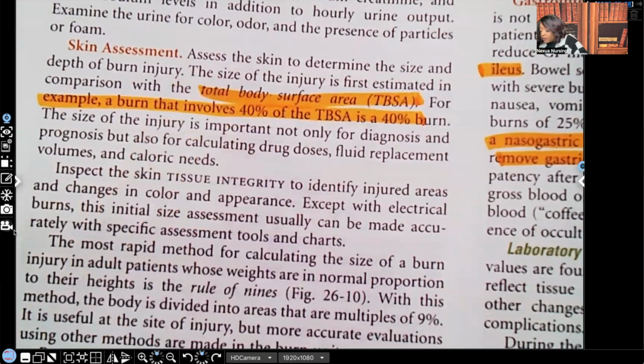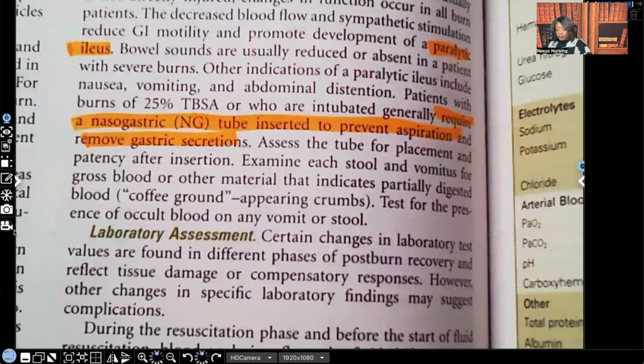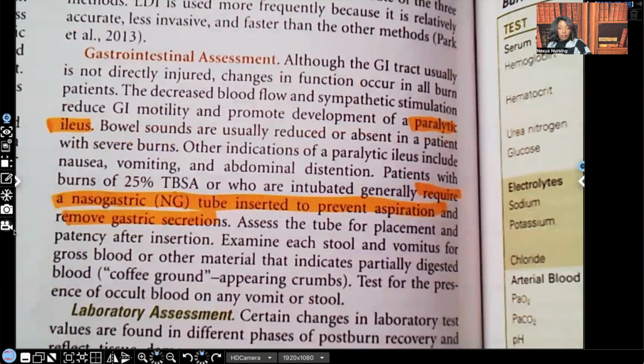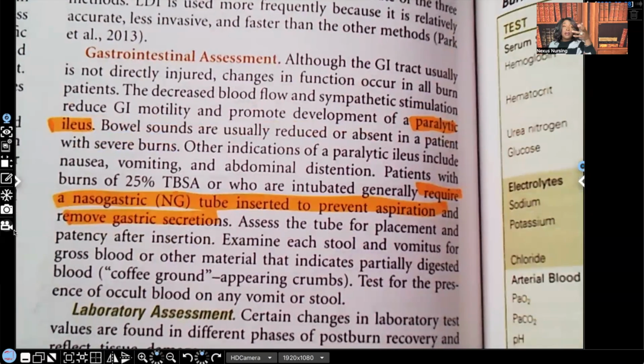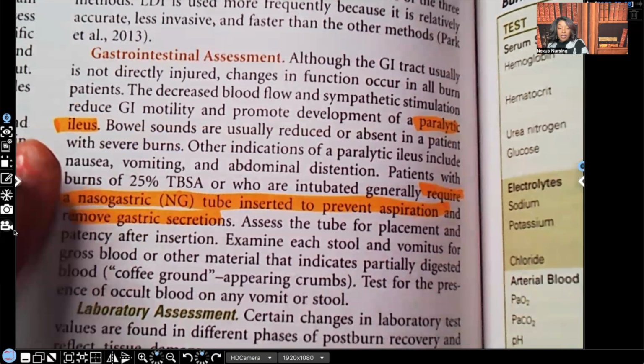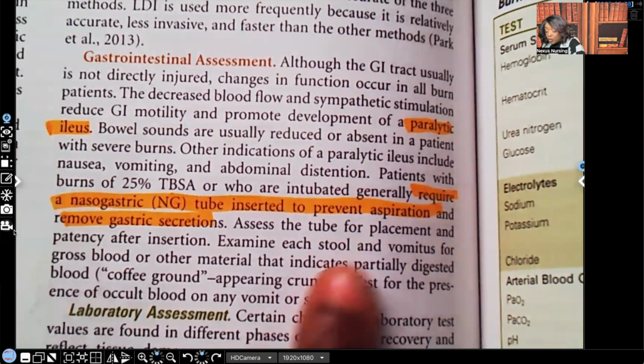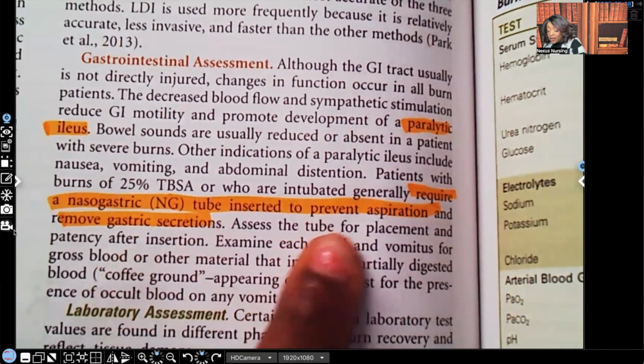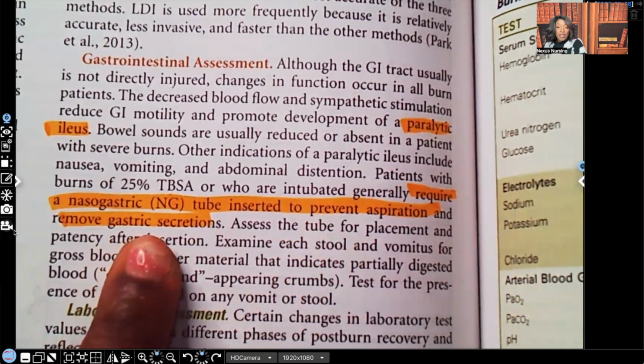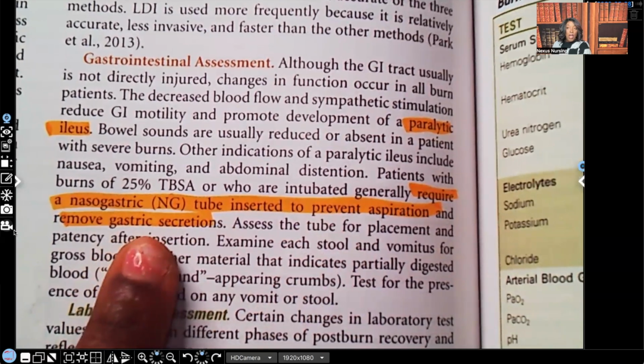Okay. GI assessment. We talked about this in part one. Paralytic ileus. If you haven't watched part 1, go watch it and you'll understand why the patient will have paralytic ileus. Require NG tube inserted to prevent aspiration and remove gastric secretions.